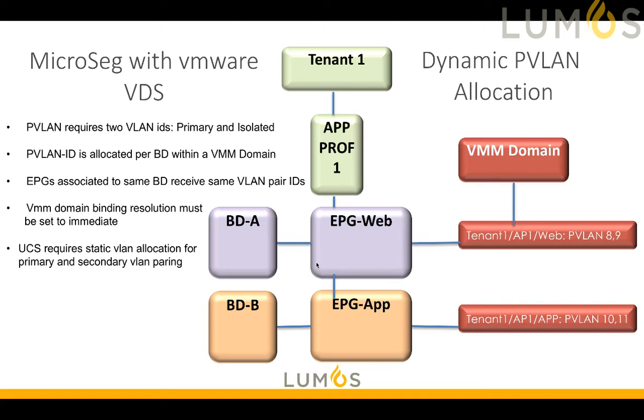And then we'll look at the GUI here in a little bit, but I'll show you where we can go and actually apply that. So this configuration will be done whenever you associate that EPG to the domain. It's got a selection there where you can say microseg, I want to do static, and then it'll ask you to put in your VLANs.